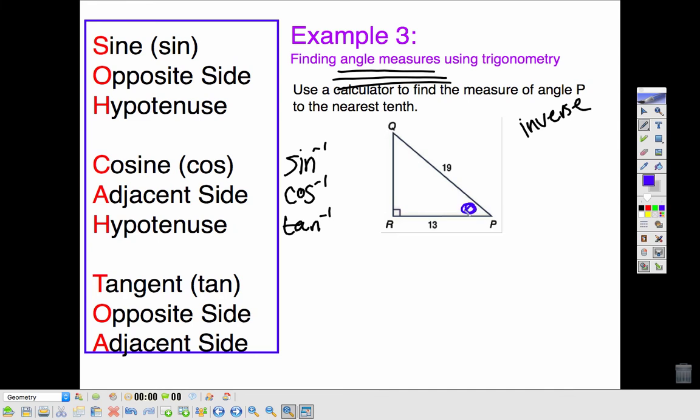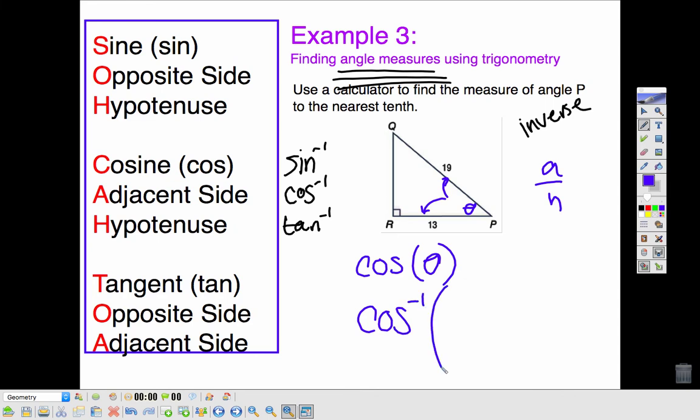Okay? So, we are trying to find angle P. I don't know why I did a circle like that. We want to find that theta. That's an angle. Okay? We want to find angle P. What do we have information-wise? Adjacent and hypotenuse, which means we're going to be using cosine. Now, we don't know what theta is this time, so we can't plug it in like that. So what we do is we do cosine inverse of the adjacent over the hypotenuse.